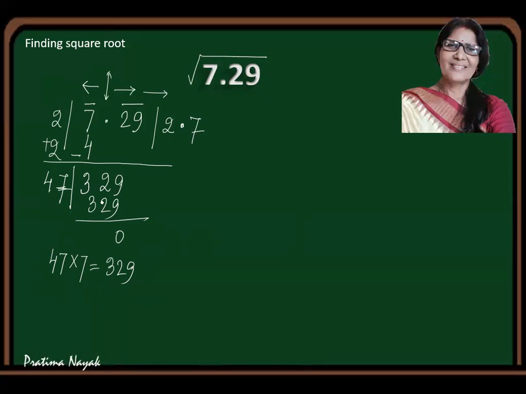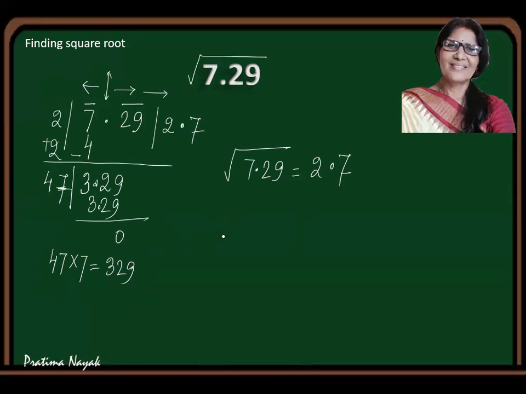So you can put the decimal here also. If you are not putting, no problem. So what I'll write: the square root of 7.29 is equal to 2.7.